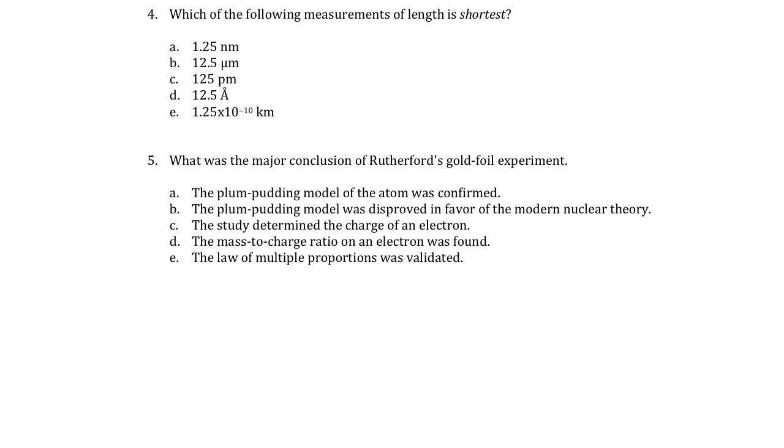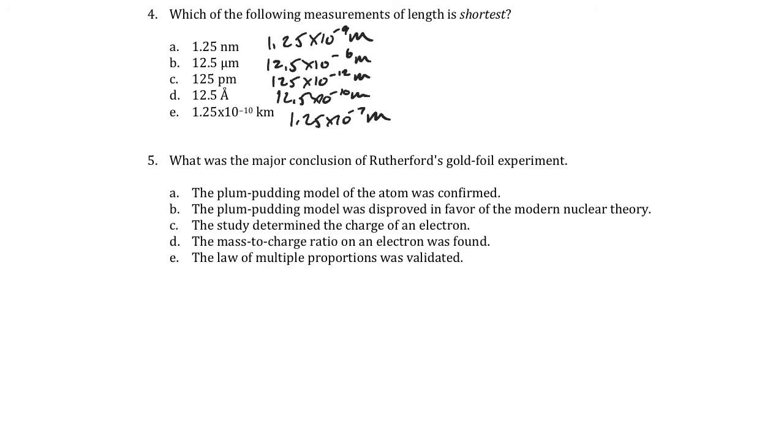Okay, so let's take a look at number 4. Which of the following measurements of length is the shortest? For this particular problem, what we might do is convert these all to meters. So for A, this would be 1.25 times 10 to the minus 9 meters. For B, that would be 12.5 times 10 to the minus 6 meters. So micrometer is minus 6 meter. Picometer is minus 12, so that would be 125 times 10 to the minus 12 meters. 12.5 angstrom would be 12.5 times 10 to the minus 10 meters. And then the kilometer, 1 kilometer is 1,000, so that would be 1.25 times 10 to the minus 7 meters.